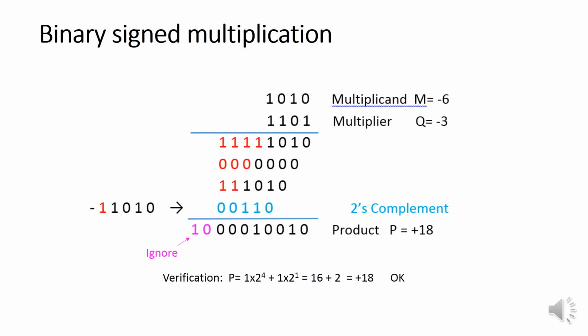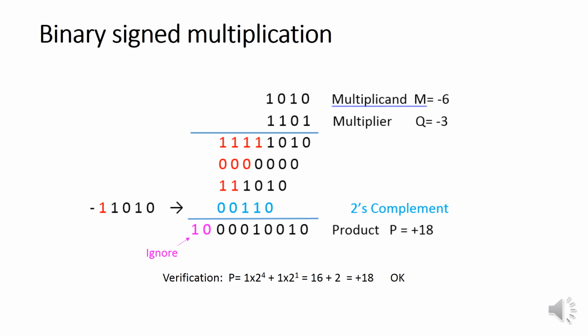Let's take a second example of two numbers, both negative numbers. Minus 6 times minus 3, the result is plus 18. Minus 6 in signed binary is 1010. The 1 in front signifies that the number is negative. Minus 3 in signed binary is 1101. The 1 in front signifies that the number is also negative.